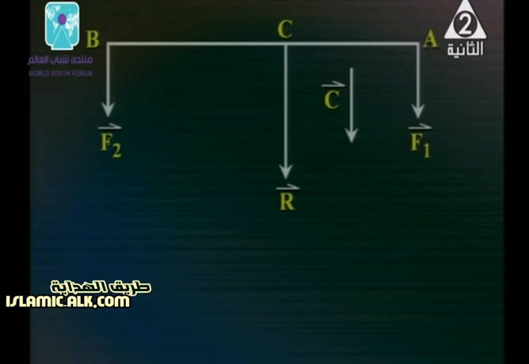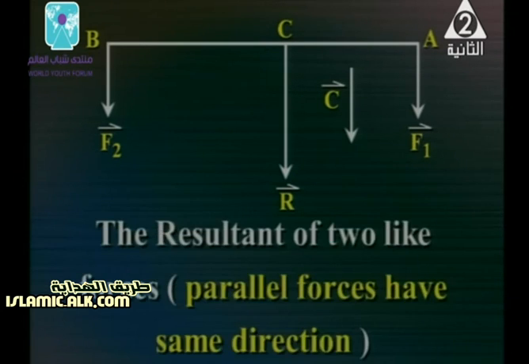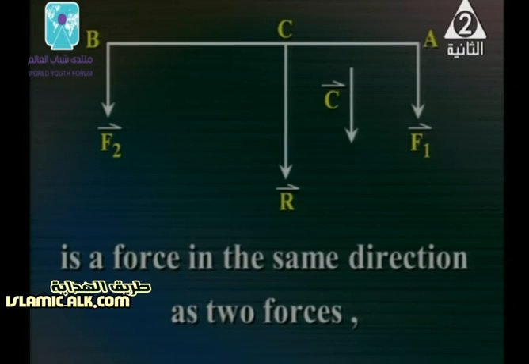Look at the figure. We have two forces, F1 and F2. F1 acts at point A, F2 acts at point B, and we want the resultant of the two like forces. Like forces means two parallel forces, F1 and F2, in the same direction. The resultant of two like forces has the same direction. R is a force in the same direction as the two forces.